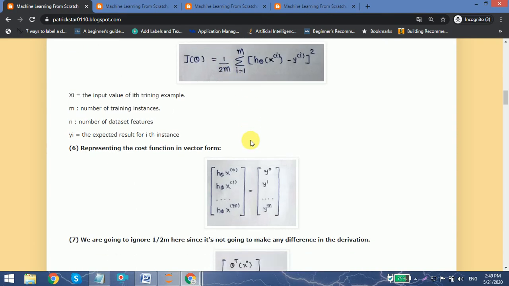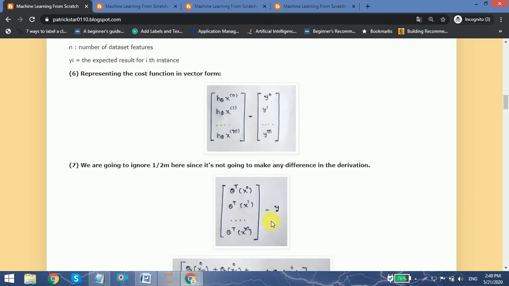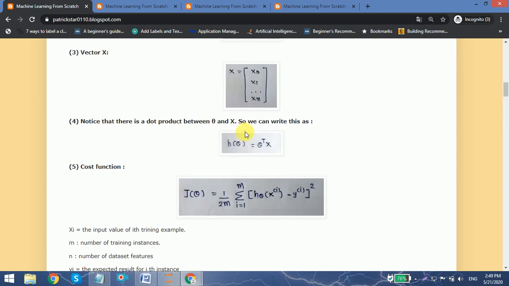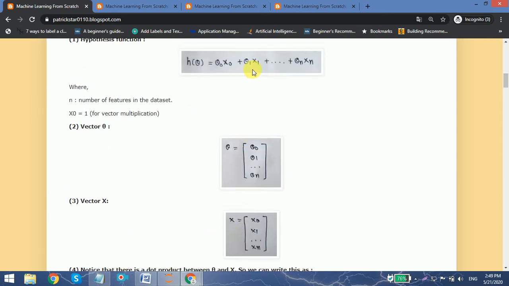Okay, so here we can say that we just wrote it in a matrix form instead of this summation form. Here h of theta of xi goes from 1 to m, and this also goes from 1 to m, so there is nothing new here. Instead of h of theta x, we can write theta transpose x, because that is our main function. You can see it in point number 4: h of theta is equal to theta transpose x, and h of theta is our main hypothesis function that is written here.